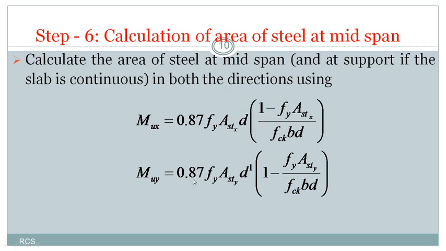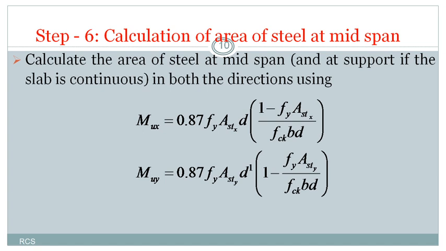That can be calculated by using this formula: Muy is equal to 0.87 fy Asty d dash into 1 minus fy Asty by fck b d. Please correct this formula: this 1 will not be here. This is 1 minus of this total value, 1 minus of fy Asty by fck b d. Some mistake here. So substitute the values of fy, Asty and d dash in this equation, and we will get the value of Asty. Here also we will get a quadratic equation. After solving that, we will get Asty. So this is how we calculate the area of steel in the middle strip region along the x direction and y direction.